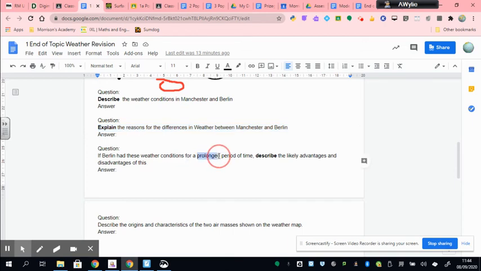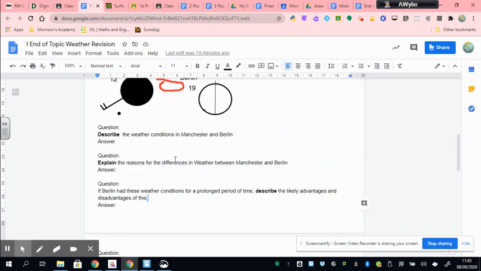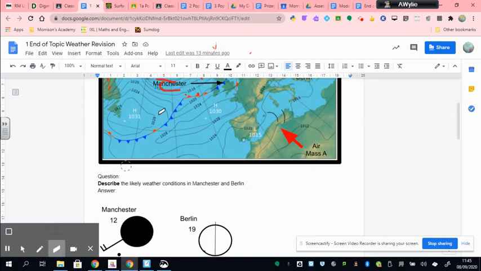So prolonged just means having something that lasts a long time, so 2, 3, 4 weeks of the same weather, okay? And then, describe how that would affect people. What would be the advantages and disadvantages? So all you've then got to know is, what is Berlin's weather? Well, Berlin is in an area of high pressure.